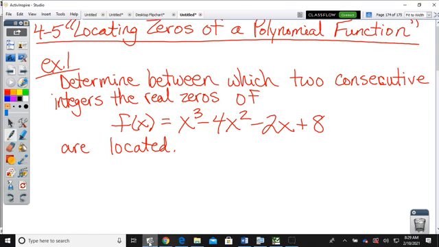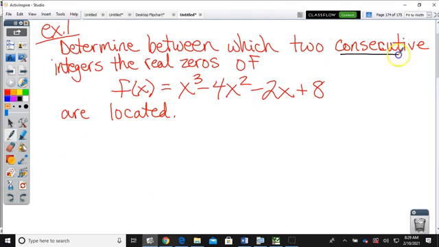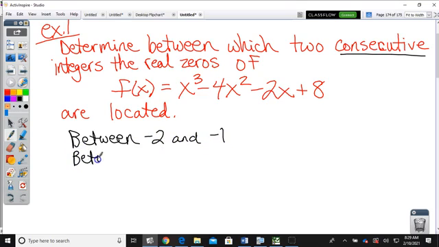And so that would be your answer. Consecutive means right next to each other. All we have to do is write that. Between negative 2 and negative 1, between 1 and 2, and at x equals 4.